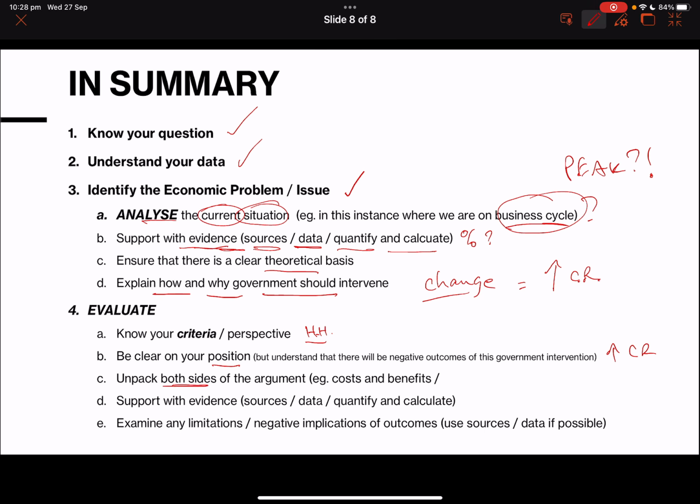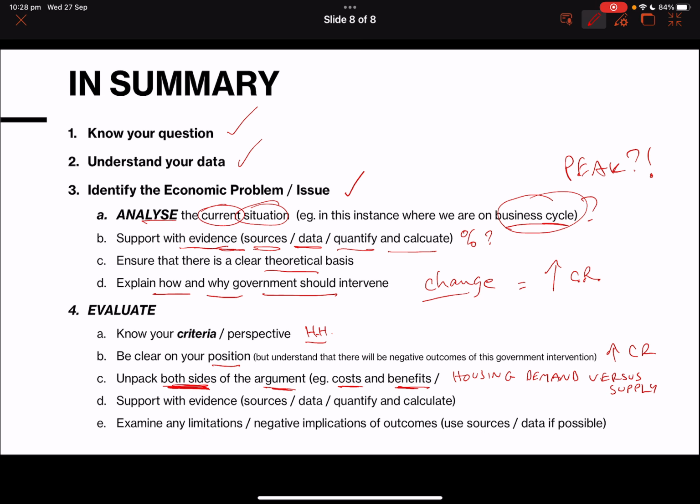Unpack both sides of the argument, costs and benefits. There was another question that we did in class. Once again, I'll just put it here, was on housing demand versus supply. I think all the classes did that question.